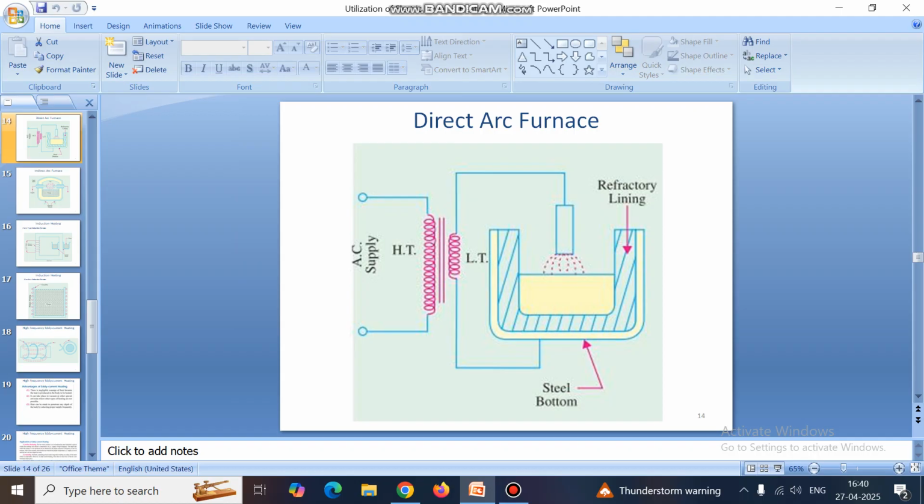In the direct arc furnace, the charge particle is placed into the secondary of a transformer, and the secondary is the LT side. On the HT side, AC supply is given, and after that it goes to the LT side. LT side means voltage is low, current is high. So in the secondary, high current is required, and this current is allowed to pass through the charge particle. That's why the charge particle will be heated up.